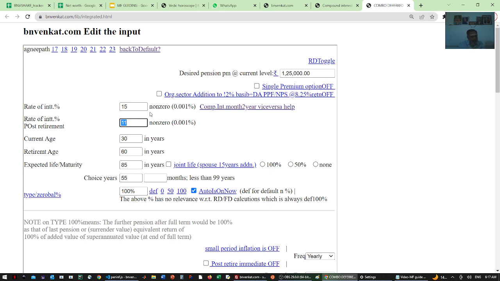Then the rate of interest post-retirement, let us take it as 8%. That is, during the education period, there is going to be inflation, and the return on investment, let us take it to be 11%. During the investment period, it is 15%. During the withdrawal period, it is 11%. Let us assume the current age to be 30 and retirement age to be 45.